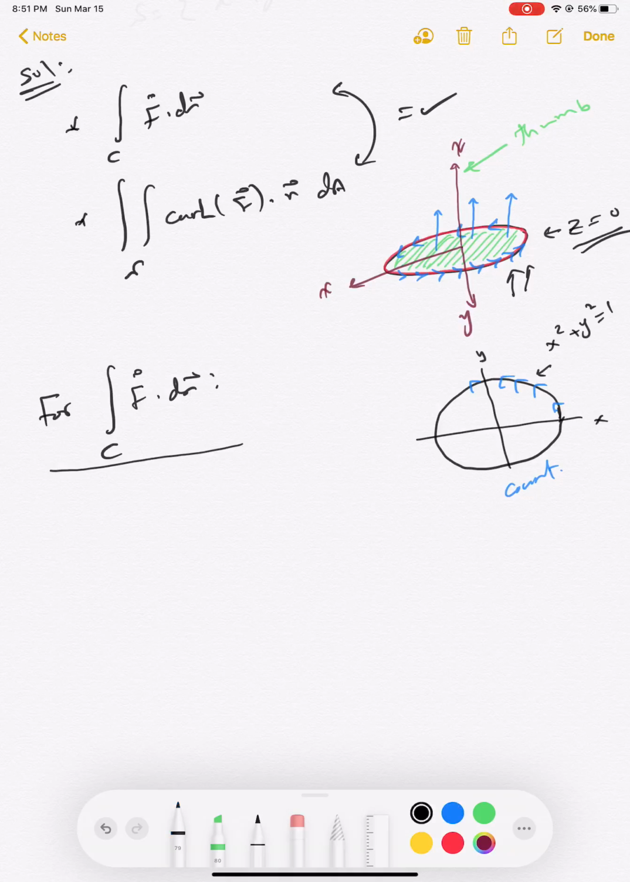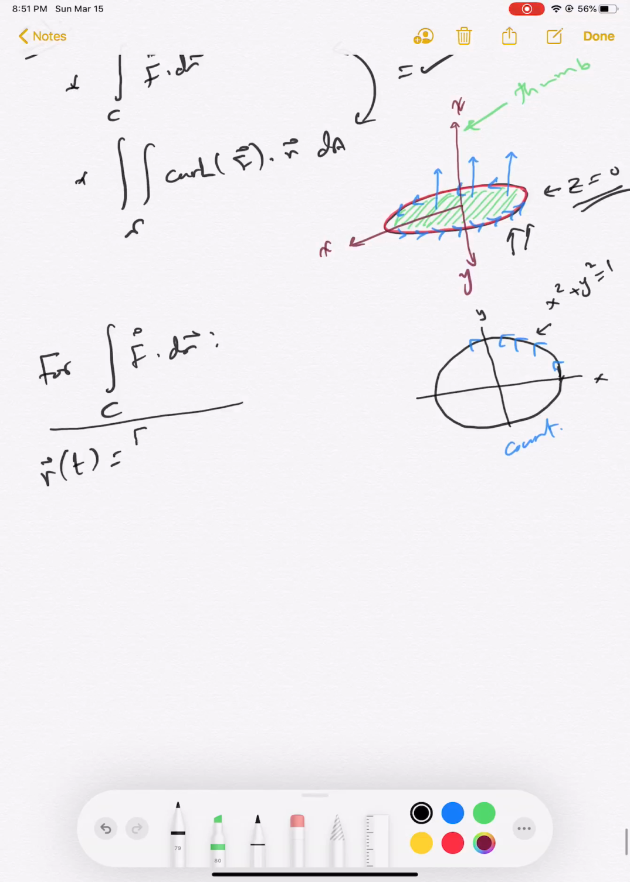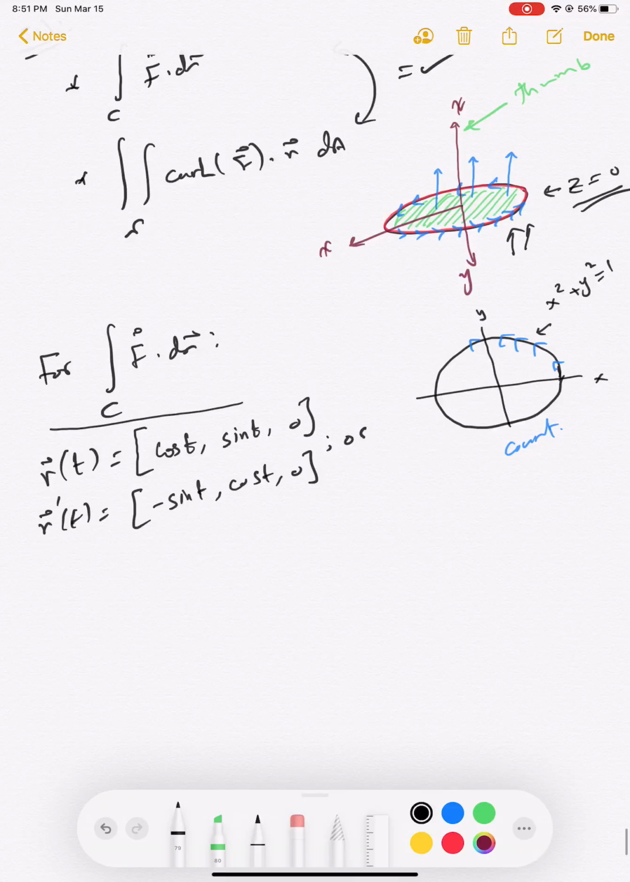Now you say, okay, what is the parameterization as a curve? And remember, the parameterization for the curve is in t in terms of one variable. So remember, this curve is cosine t, sine t, and the z is 0. We need to compute r prime of t, which is negative sine t, cosine t, 0. Of course, the t is between 0 and 2 pi.